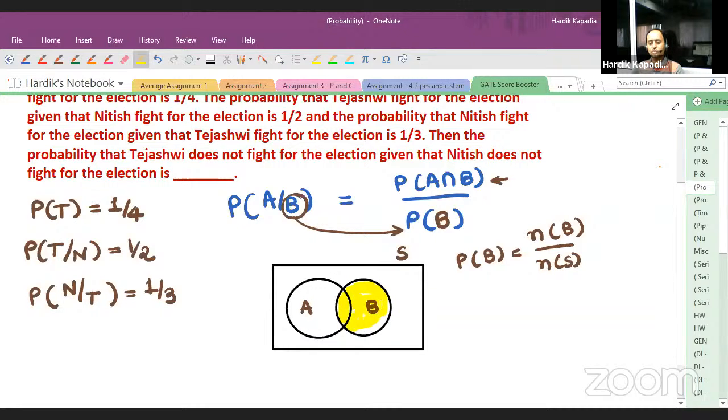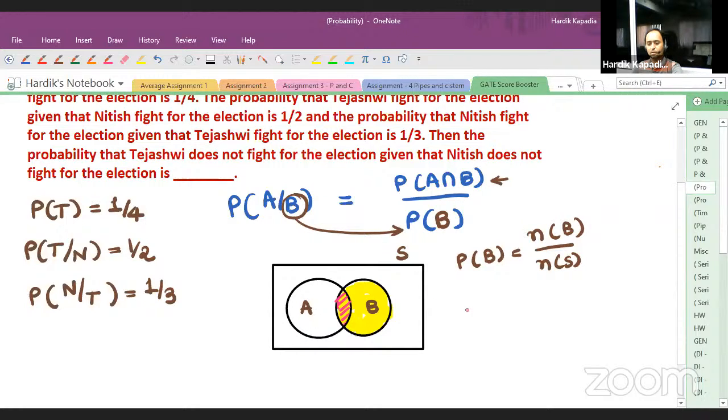So now your new sample space is B, that has already occurred. Now what will be the probability of A when B has already occurred? So now B is your new sample space. So this is the portion of A that can occur from B. So B has already occurred. Now what is the probability of A from this sample space of B?